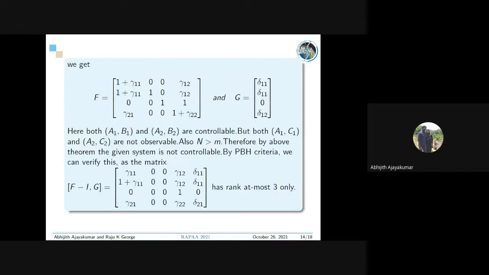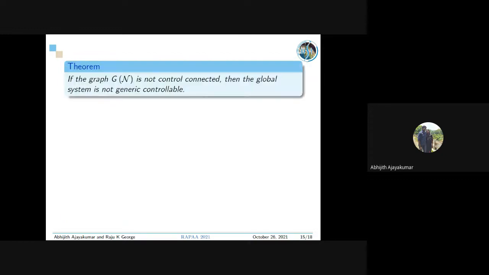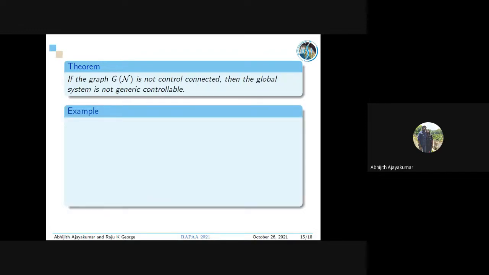Okay, sir. By the PBH criterion, we can verify this, as this matrix has rank at most 3, so the system is not controllable. Another result is: if the graph G of n is not control connected, then the global system is not generically controllable. So the graph should be control connected.